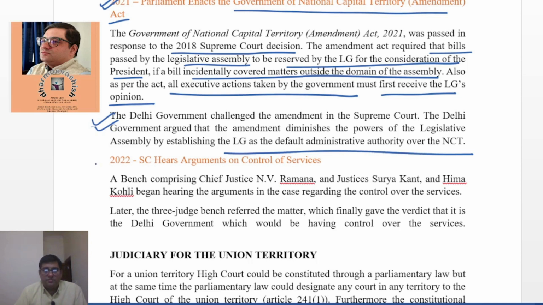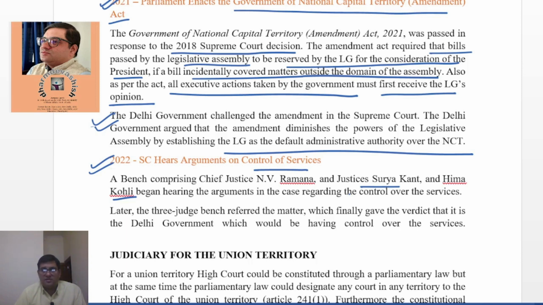The Supreme Court, by the year 2022, was hearing this case related to control over services. It was Justice Ramanna, the then Chief Justice, Justice Suryakant, and Justice Hima Kohli. They were hearing the arguments related to control over services, and finally, very recently, this matter has come to its conclusion.